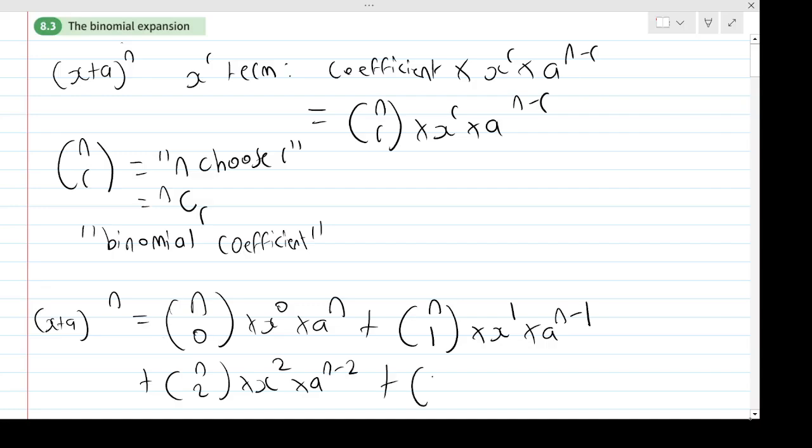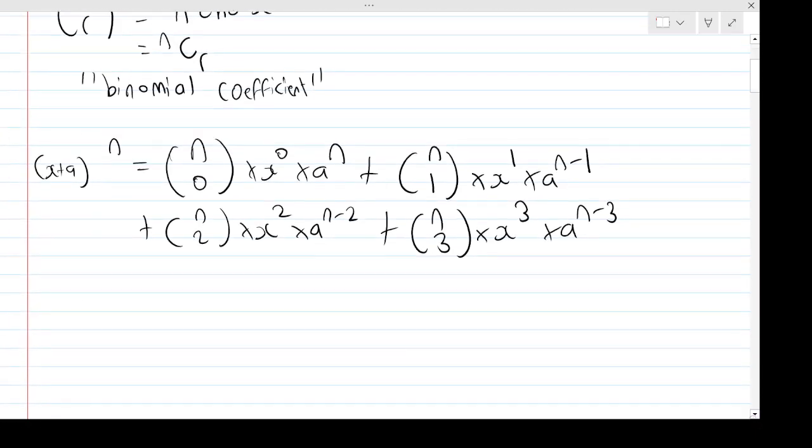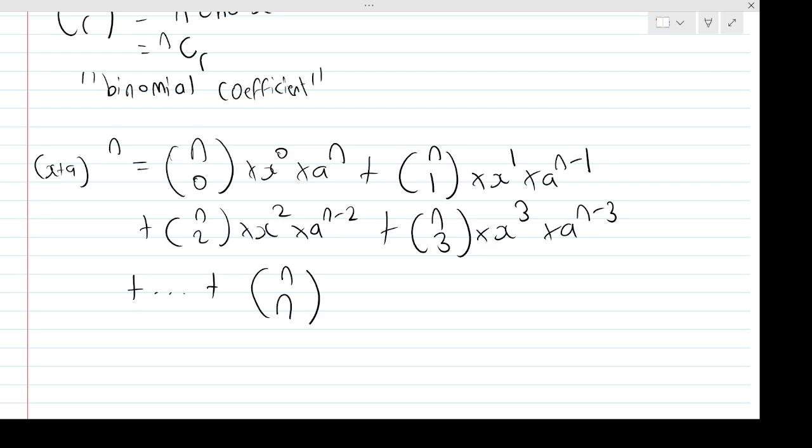If we then do n choose 3, then the power of x will be x cubed, and the power of a will then be n take away 3. So we're taking away the power of x we've got. And it continues in this pattern, right? And so eventually it would get to n choose n. So when r is n, that'll be the final term, because then the power of x will be n, matching that. And then the remaining power of a would be 0, right? n take away n is 0. So there we are. And that's it, right?